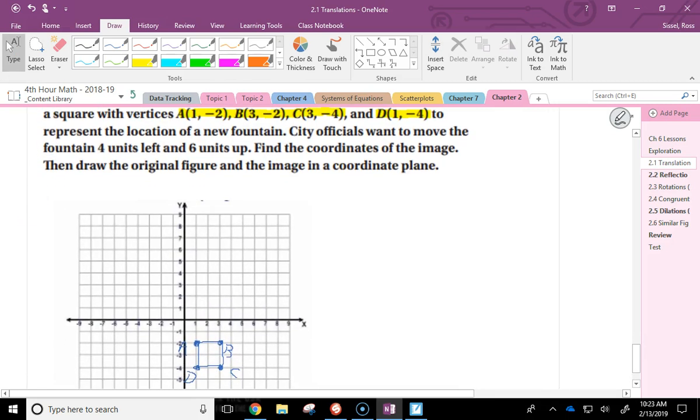Now, city officials want to move the fountain 4 units left and 6 units up. Find the coordinates of the image. So that's one of your answers. I need you to tell me what is A, B, C, and D, and draw the original figure and the image.